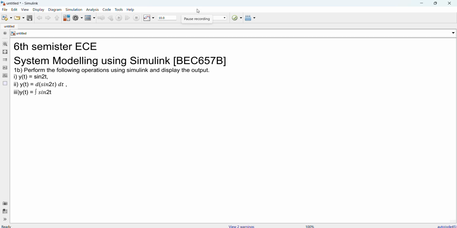Operations using Simulink. We will generate a sine wave function, differentiate it and integrate it. Let's do it step by step.